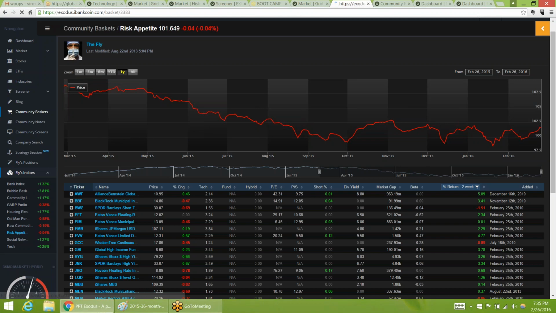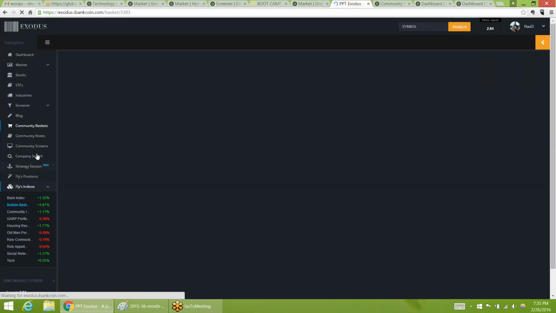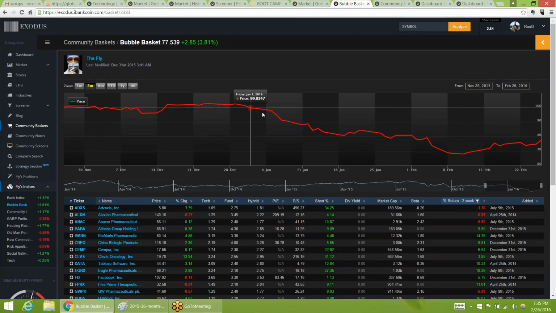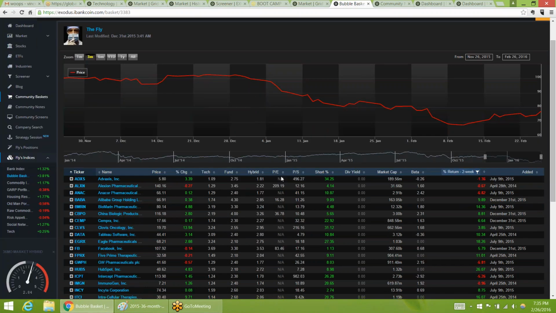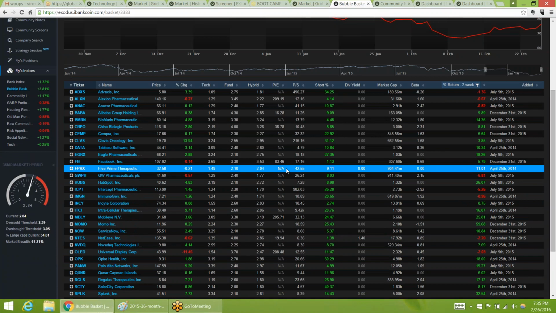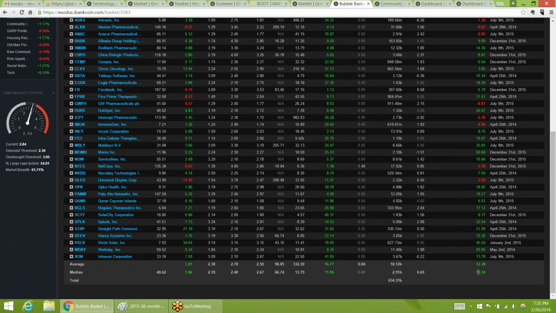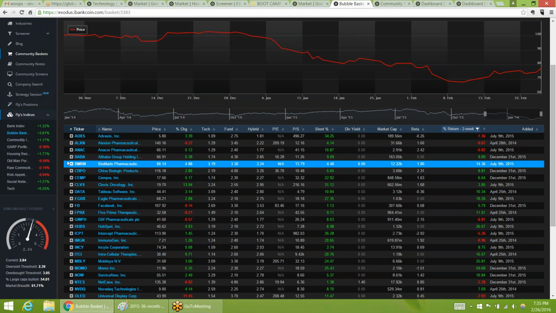We have the bubble basket. This is looking at stuff that has very, very high valuations, little to no profits whatsoever, high price, like a lot of these PE ratios not available. These companies don't even have earnings. And if you look at the median return over the last 2 weeks, it's over 10%. So the market's up 7%, and these bubble basket type plays are up 3 additional percent. So that's what's been working recently.